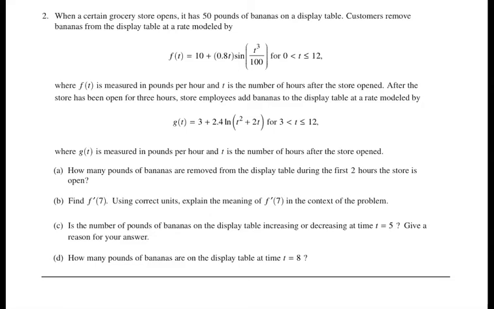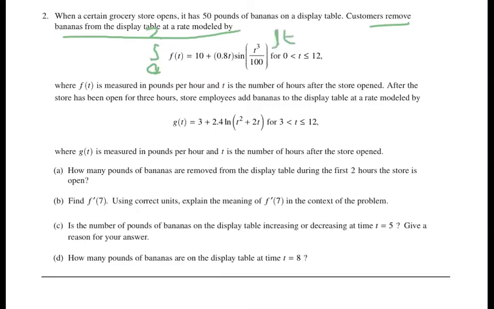This is 2017 question number 2. Part A says, how many pounds of bananas are removed from the display during the first 2 hours the store is open? If you look up here at the top, this is the rate that bananas are removed from the display. So rate means the rate of them, and we want total bananas. So we want to do the integral of this removal. And it says during the first 2 hours, so that's going to be the integral from 0 to 2 of this, dt.